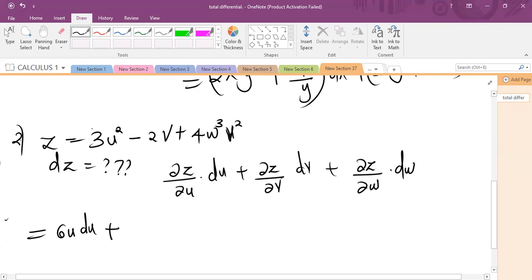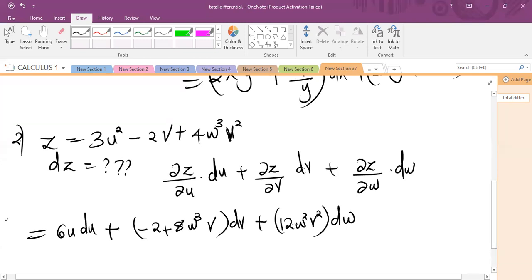With respect to v, this is a constant, it does not have v, so the derivative will be 0. With respect to v, here we will have minus 2. With respect to v here, we will have, so look at this, 8w cubed v, and multiply this with dv plus, differentiating now with respect to w, v and u will be treated as constants. So this will give us a 0. This will also give us a 0. So differentiating with respect to w, this will give us 12w squared v squared dw. And this is basically our answer.